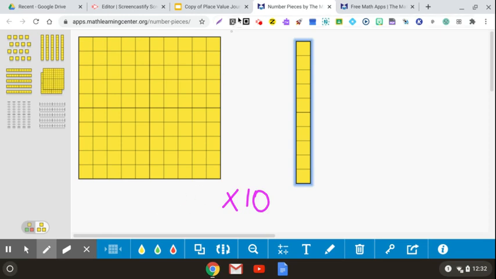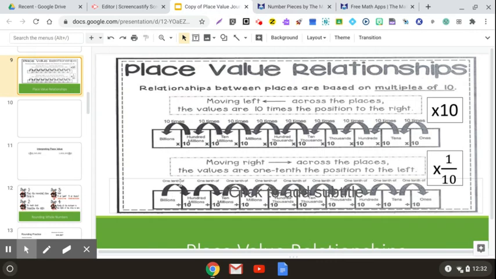If we go the other way, let's look at that. If we're going to the right, you know this. If you go from the hundreds place to the tens place, you got smaller. We say you get 1/10 smaller. Say that with me: 1/10 smaller. It's still related to the number 10. That's why we call it base 10. So you're either getting 10 times bigger or 1/10 smaller.